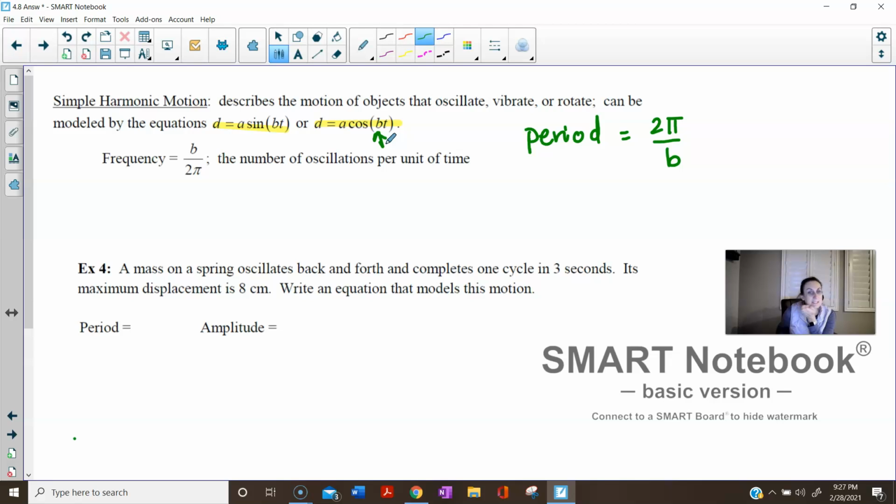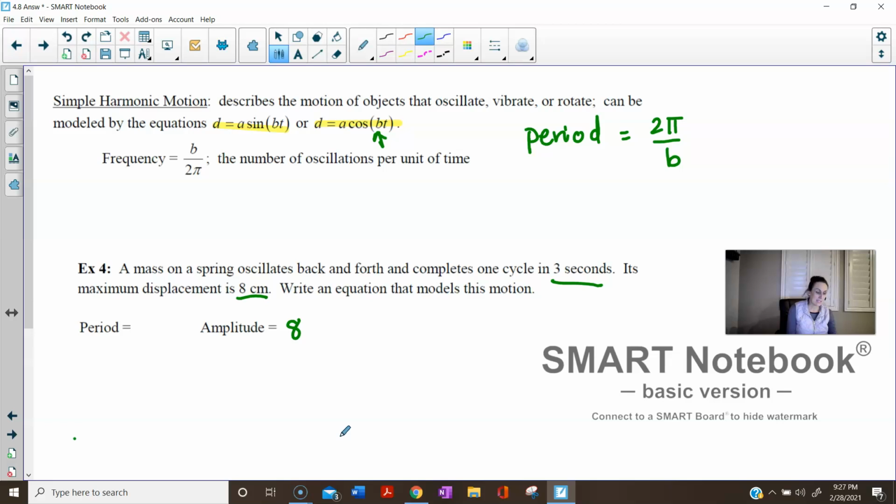It says a mass on a spring oscillates back and forth and completes one cycle in 3 seconds. Its maximum displacement is 8 centimeters. So displacement is the same thing as amplitude. It's going to be your distance from the center up or the center down, right? And so that's your displacement.